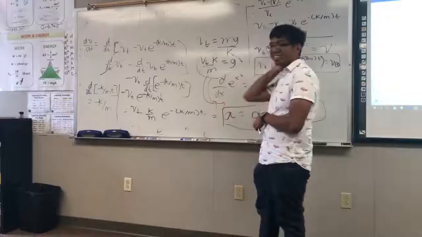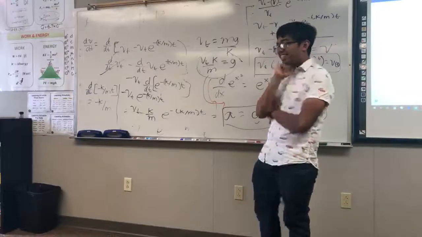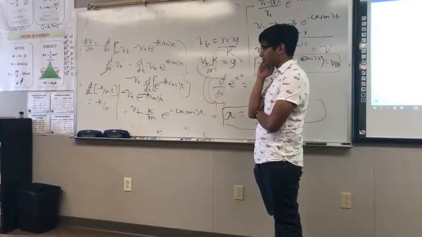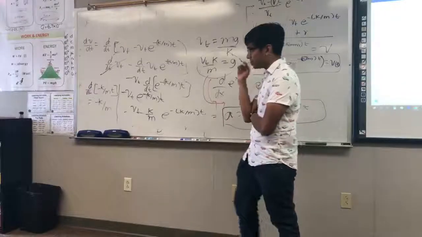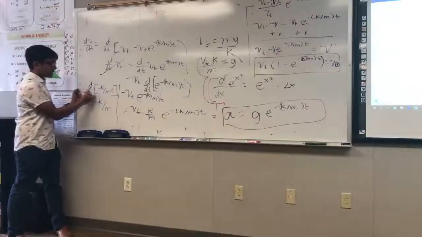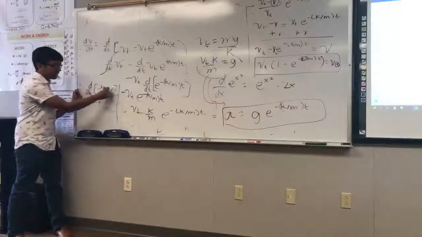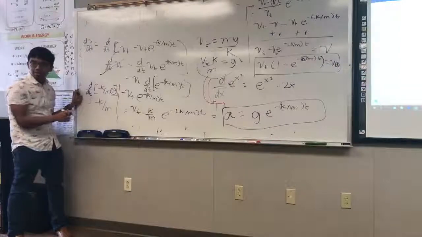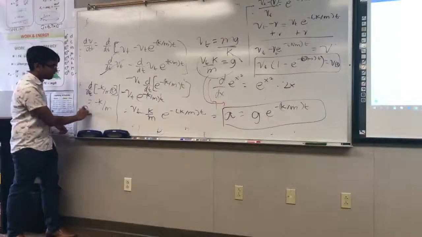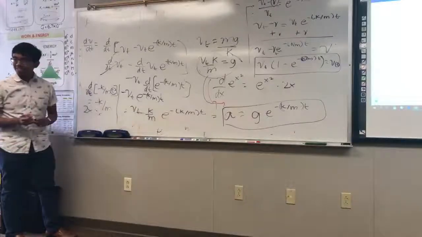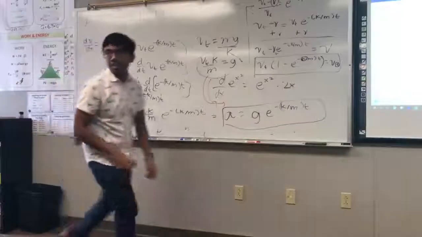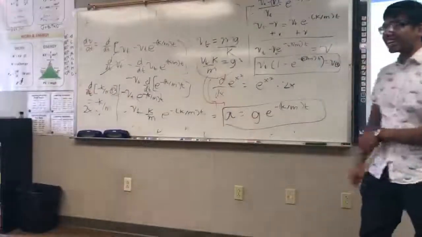So why is the derivative of negative k over m times t just negative k over m? I thought k over m was the constant. Yes, k over m is a constant, t is the variable. So it's kind of like 2x, the derivative of 2x is just 2. This 2 is just a constant. Okay, I understand that.